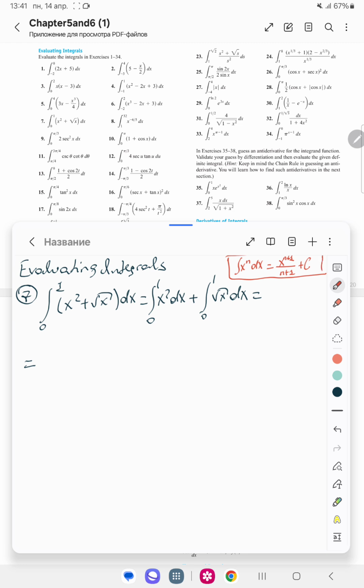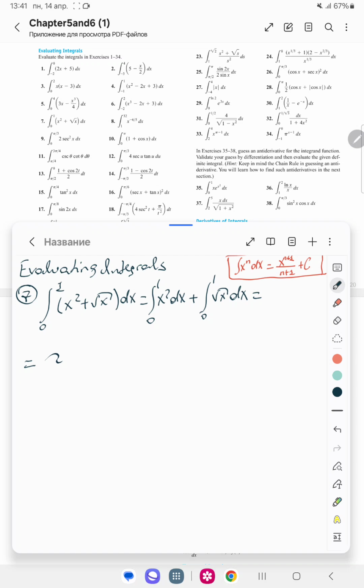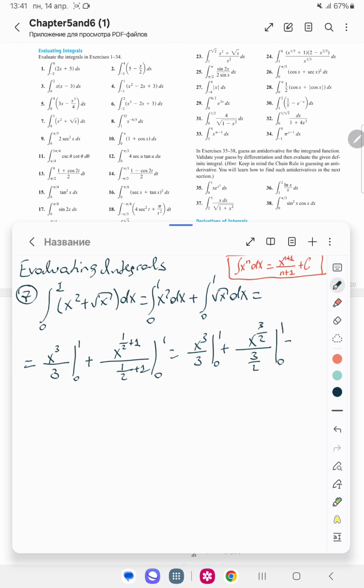Remember, this is an indefinite integral, that's why I wrote plus c. But here we have definite integrals. We have borders. That's why I don't need to write plus c or other things. So I will write x to the power of 3 over 3 from 0 to 1 plus x to the power of 1 over 2 plus 1, over 1 over 2 plus 1, from 0 to 1. So what I will get, x to the power of 3 over 3 from 0 to 1 plus x to the power of 3 over 2, over 3 over 2, from 0 to 1.